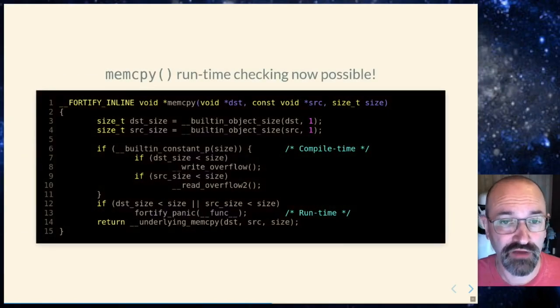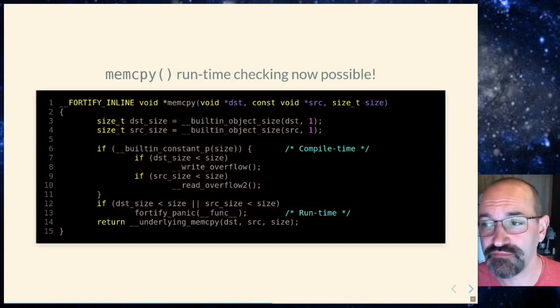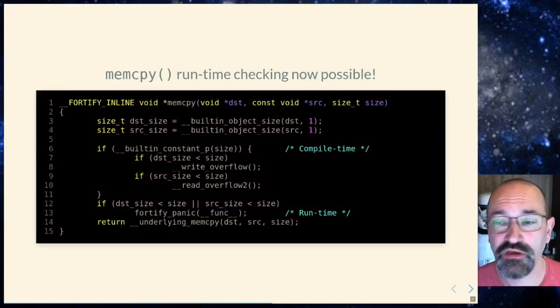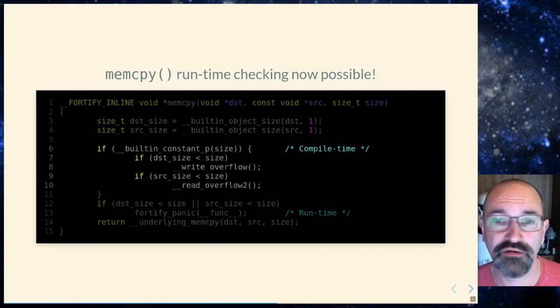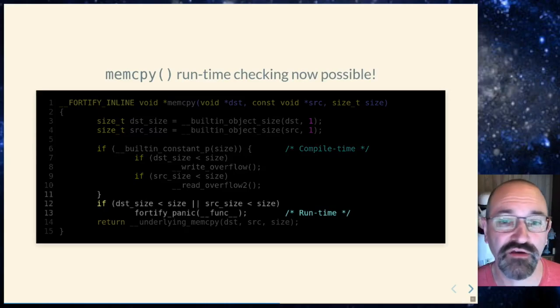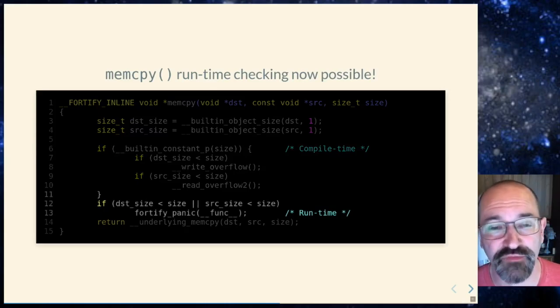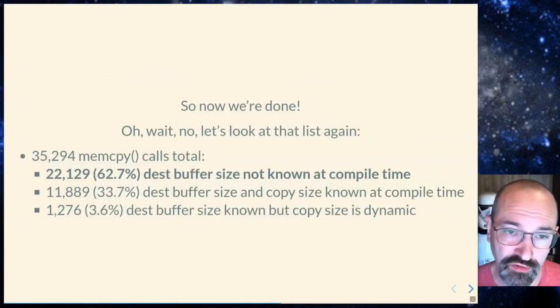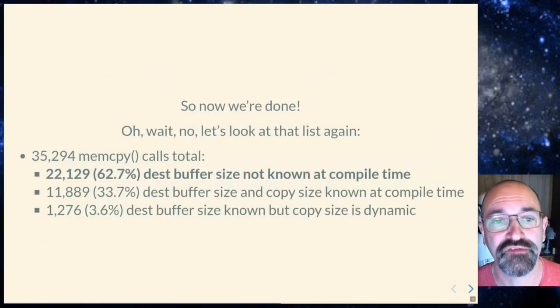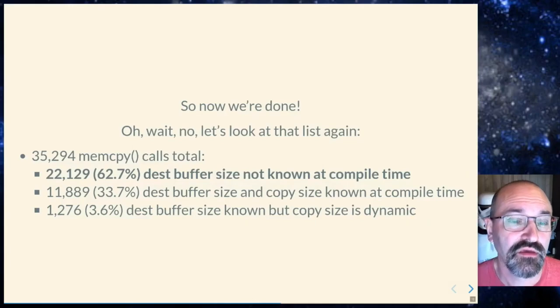Okay, so now, obviously, we've fixed the however many intentional overflows. We've got our built-in object size set to mode 1. All the compile time stuff passes now. We're left with now the runtime stuff that's been added. And if that doesn't panic, we're good. But of course, no, we're not done. We have to look at that list again of all the memcpy calls.